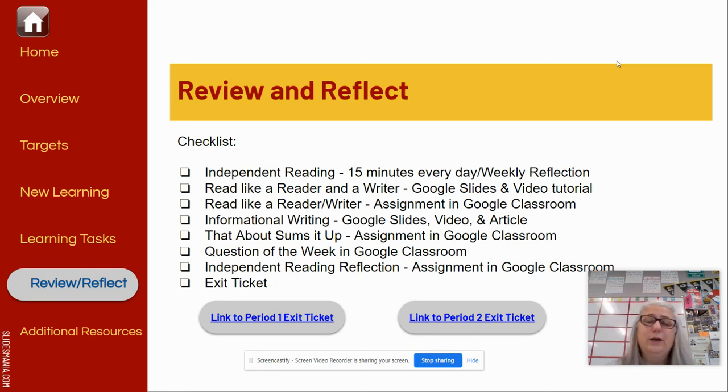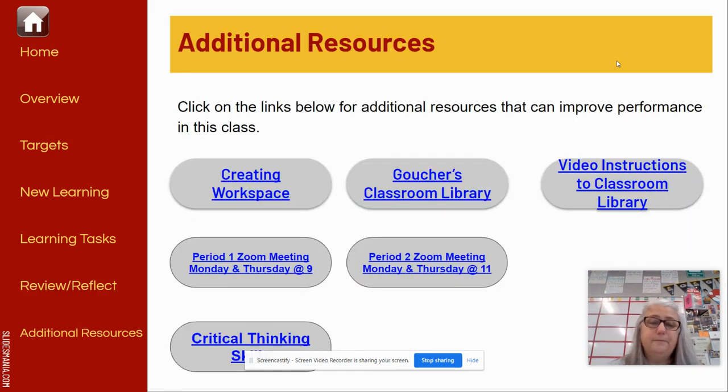an independent reading reflection. So on Friday, I'd like you to do this reflection to look back over the 5 days and share a reflection of your reading for these first 5 days. And if you could please do the exit ticket, that just helps me to know if I'm meeting your needs, and if I'm not meeting your needs, what I need to do. There are also those additional resources for you. If you can't find the Zoom meeting invitation that is going to go out, you can find it here. Just click right in there.